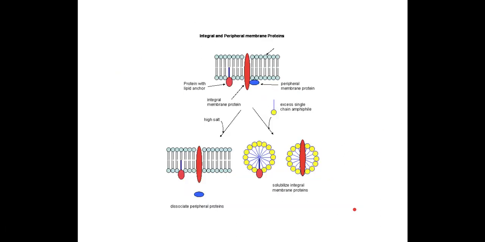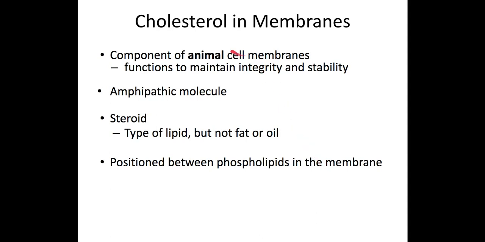And here is just a diagram that represents integral and peripheral membrane proteins and their primary functions. All right, moving on to cholesterol in membranes. So cholesterol is an essential component of animal cell membranes. The function of cholesterol is to maintain integrity and stability in the cell membrane.